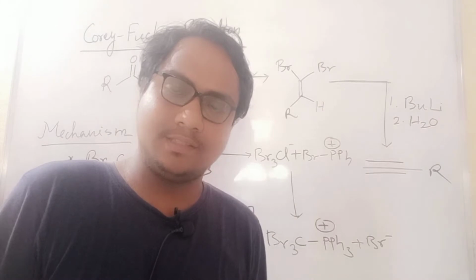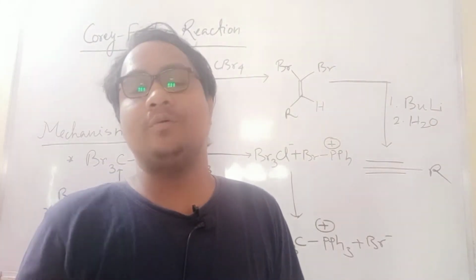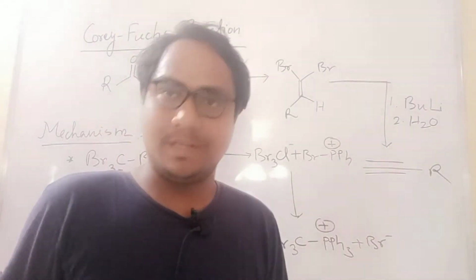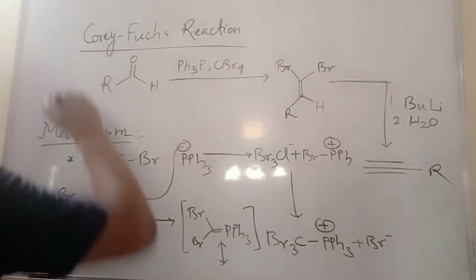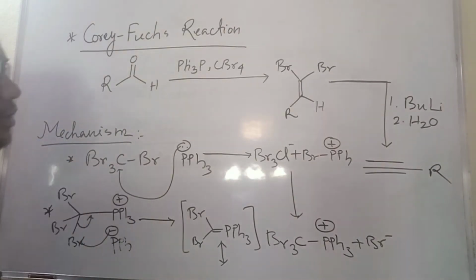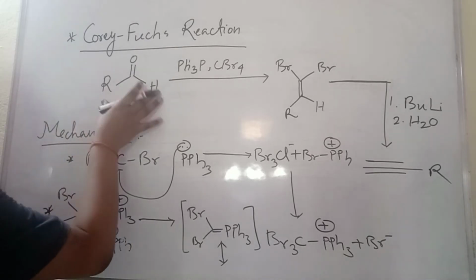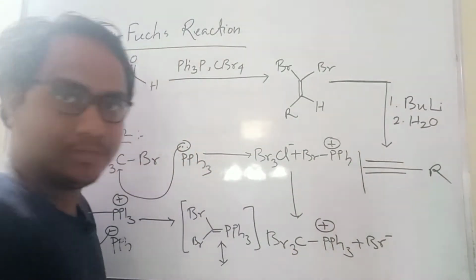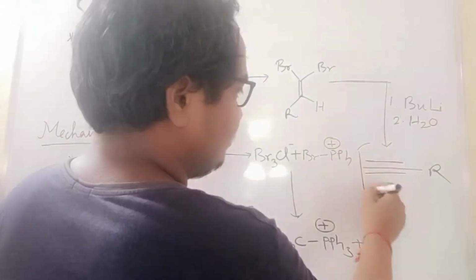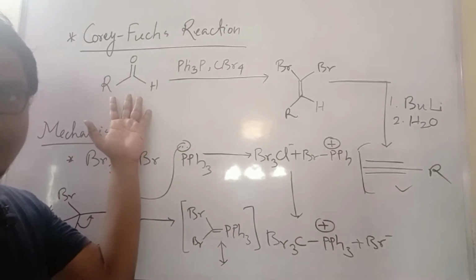The Corey-Fuchs reaction. It is called Corey-Fuchs also. Corey is a big scientist, an organic chemist. What is the main function of the Corey-Fuchs reaction? The main function is that you take the starting material aldehyde and you have to get an alkyne as the final product. Understood? This is the alkyne. From where you start, you get to this.